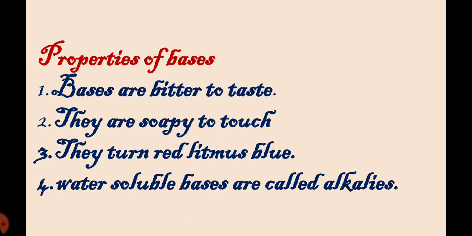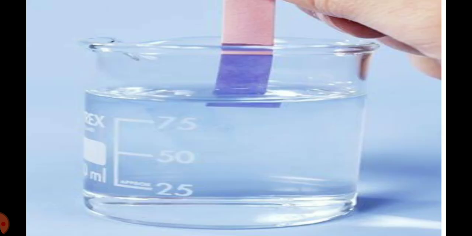When we dip a red litmus in any of the bases, for example in sodium hydroxide, it turns blue. Water soluble bases are called alkalis. If any of the bases are soluble in water, then we call it an alkali, children. In this image you can see when red litmus is dipped in a base, it turns blue, indicating that it is a base. If the pH of any substance is more than 7, then we call it a base, children.